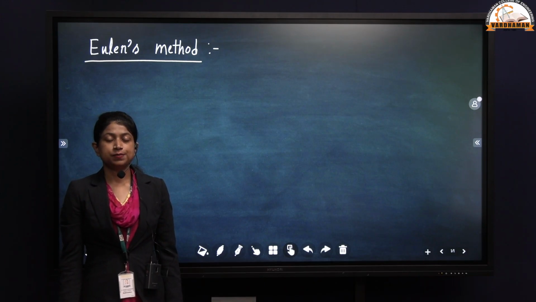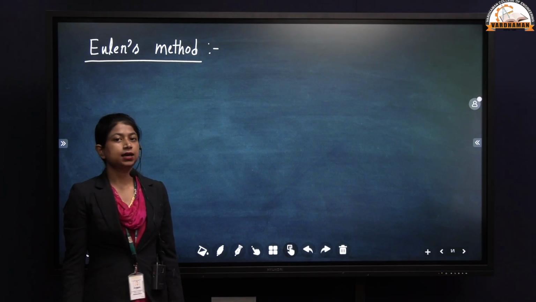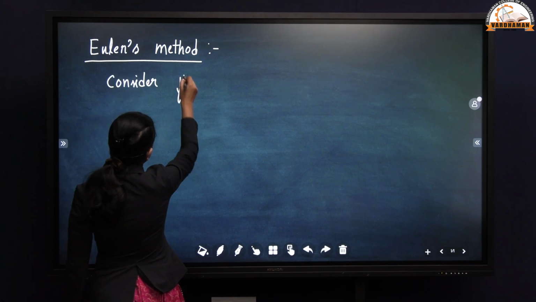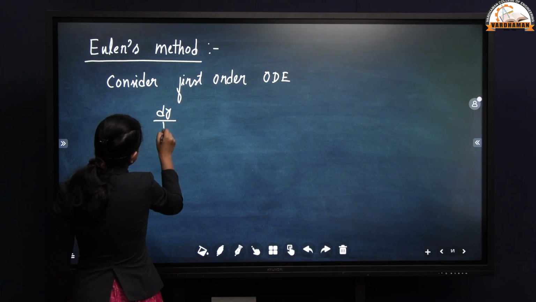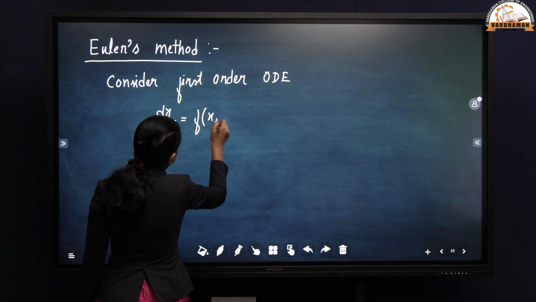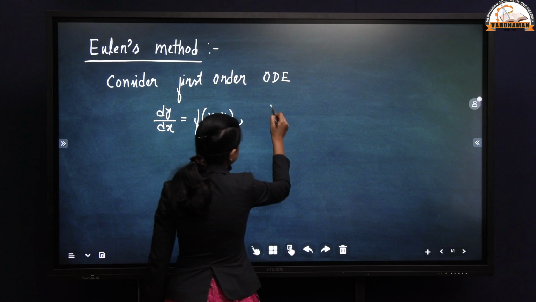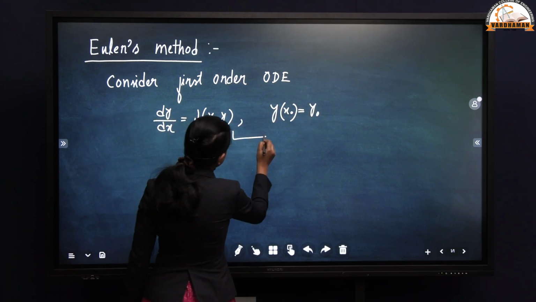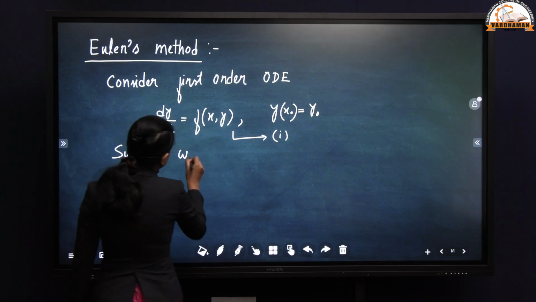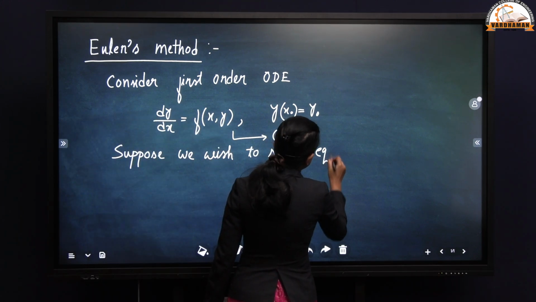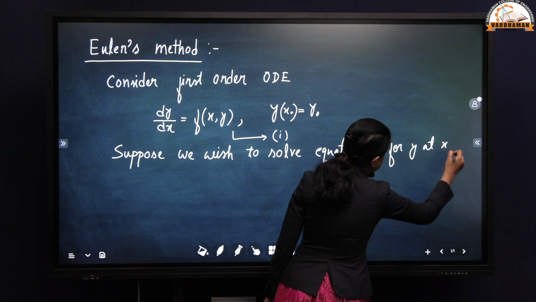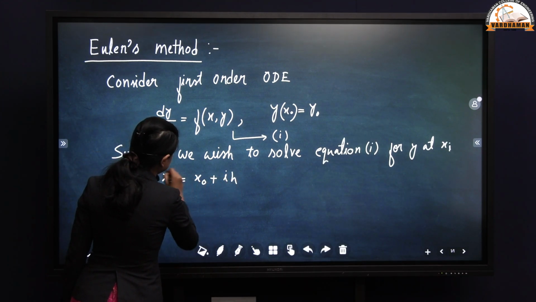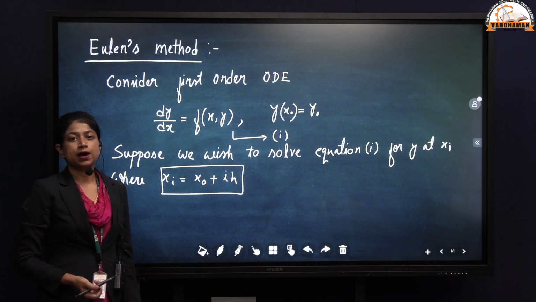To derive Euler's method, first of all, we will consider the first order ordinary differential equation. Consider first order ODE dy by dx is equal to f of x comma y with initial condition y at x naught is equal to y naught. Let us take this as equation number 1. Suppose we wish to solve equation 1 for y at xi, where xi is x naught plus i into h. That means we need to find y of xi.